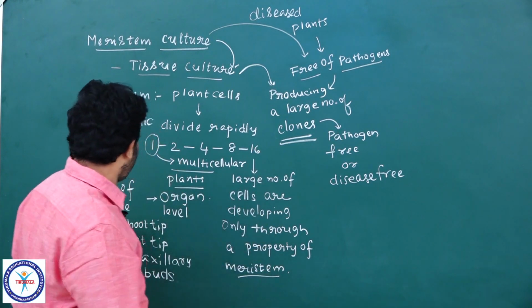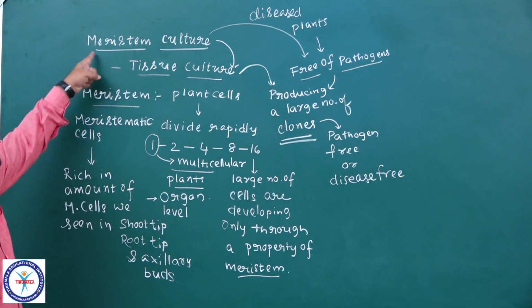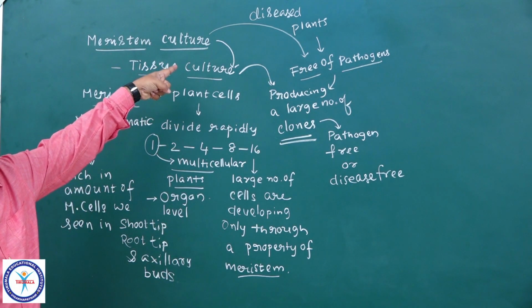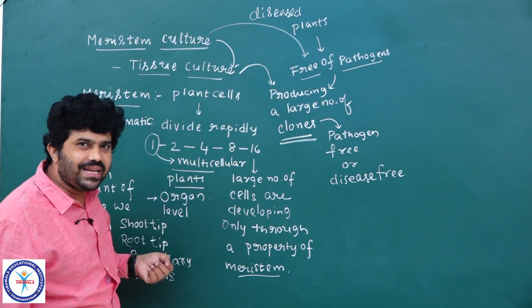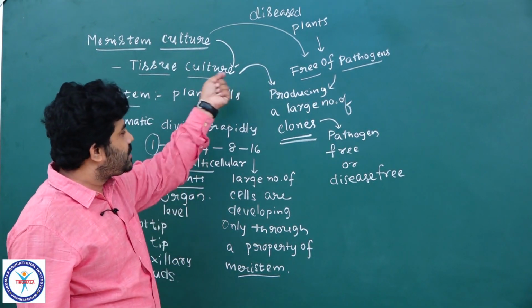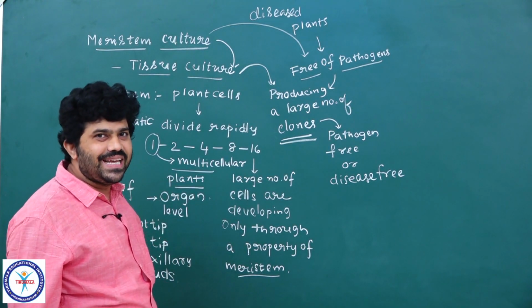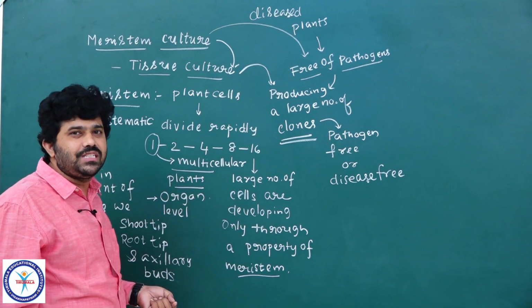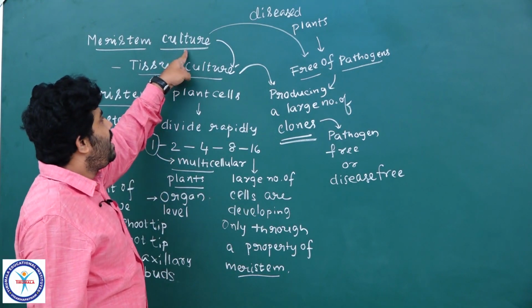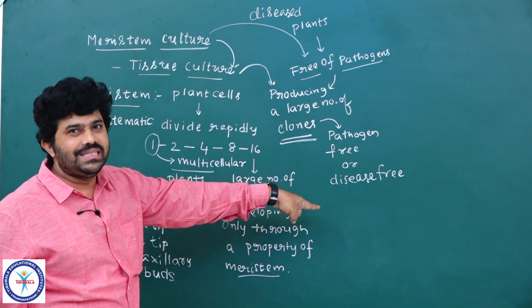Understood? But here, the parts we are using for meristem culture are somatic parts. Meristematic cells are nothing but somatic parts. These somatic parts, meristematic tissues or meristematic cells, we are using for our culture for the production of clones without disease.